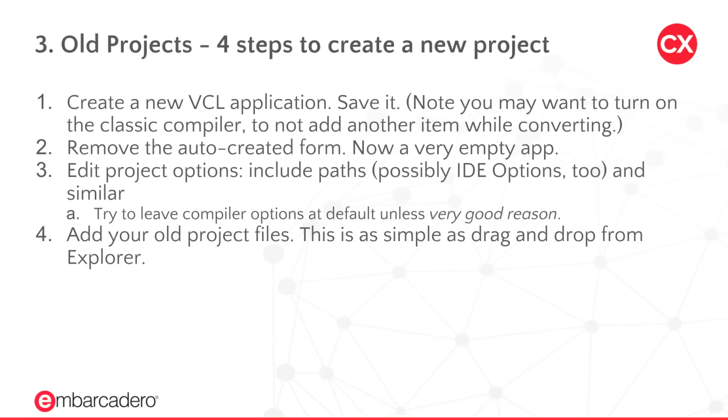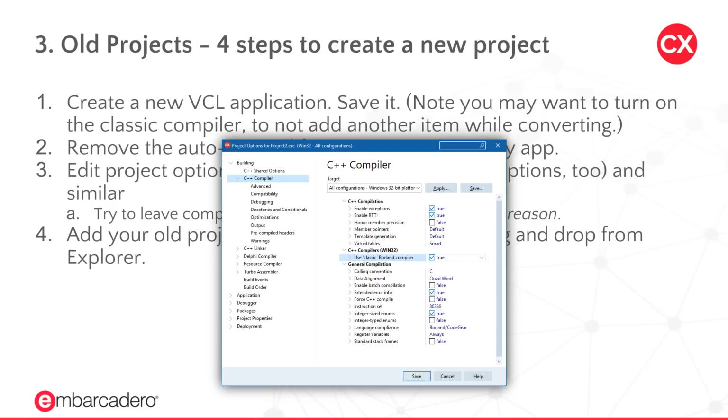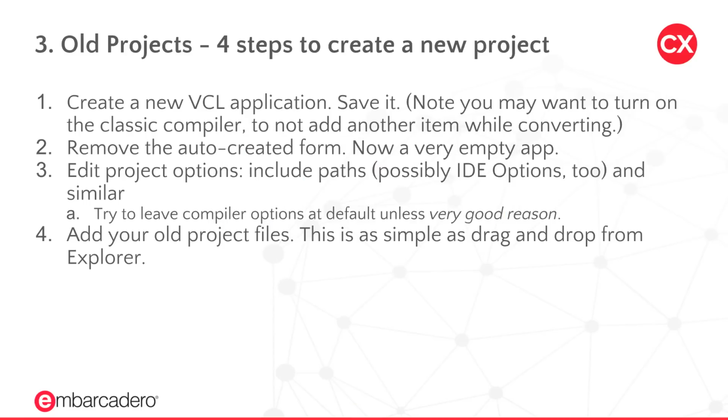So create a brand new VCL project and change the compiler settings from the Clang compiler to the classic compiler. That's in the project options, C++ compiler. Now a brand new VCL application will have one form, and so you should remove that. So now you have a very empty application. You have a project and a CPP file, that's your main CPP file, and that's it. It's a very empty app.